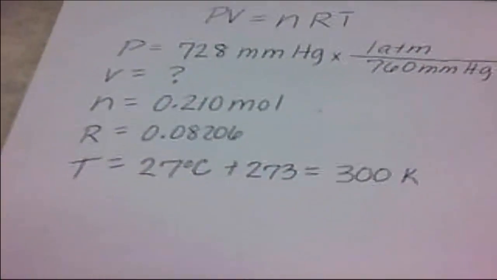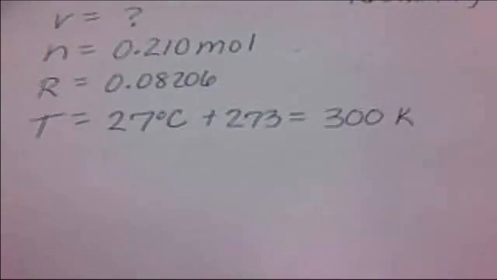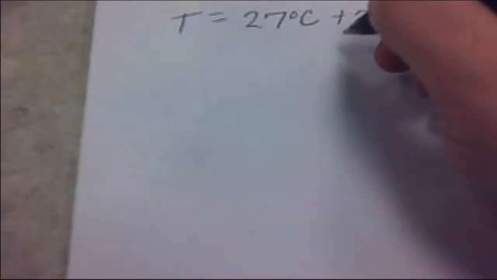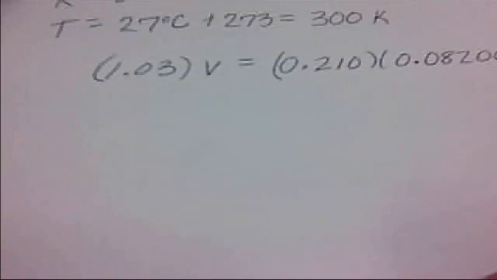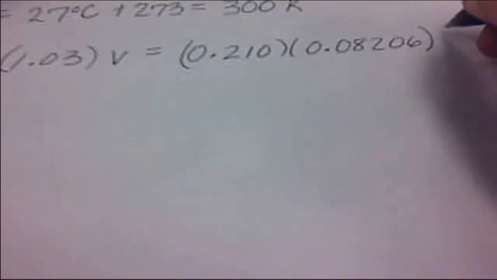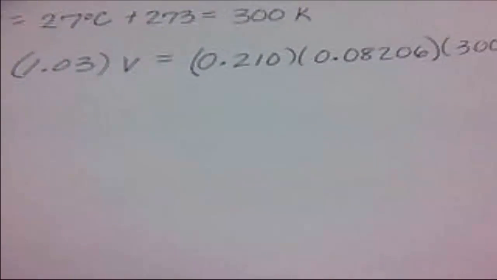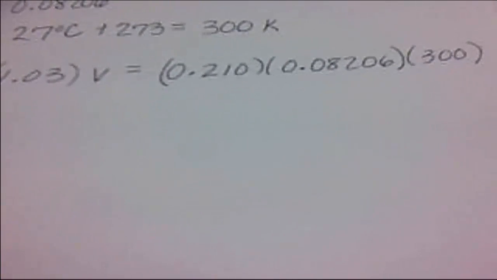So looking through all of my variables, P, V, N, R, and T, everything is now in the correct units. So I'm ready to plug into my actual equation. P, 1.03, times V equals N, which is 0.210, and then take it times my R, which is 0.08206, and then take it times my temperature, which is 300. So look at the setup there, and then I'll be ready to do the math.